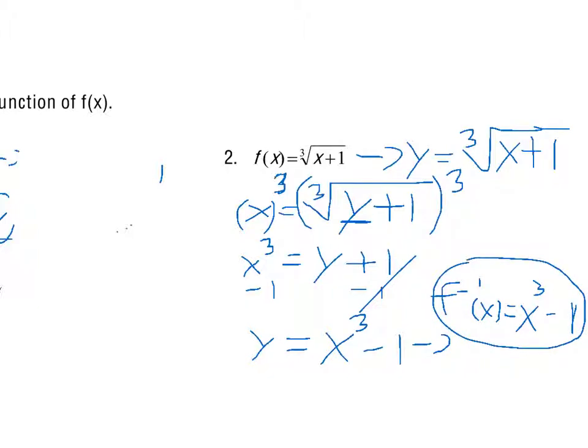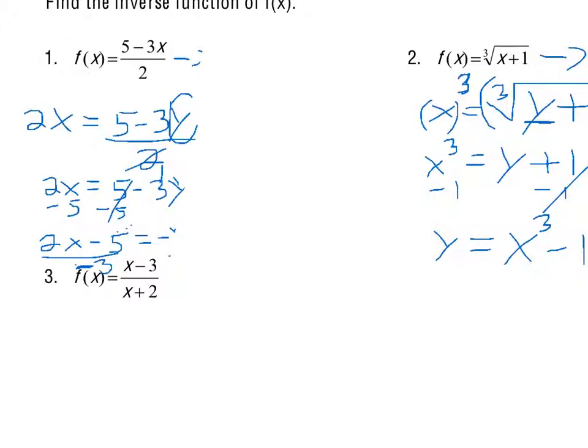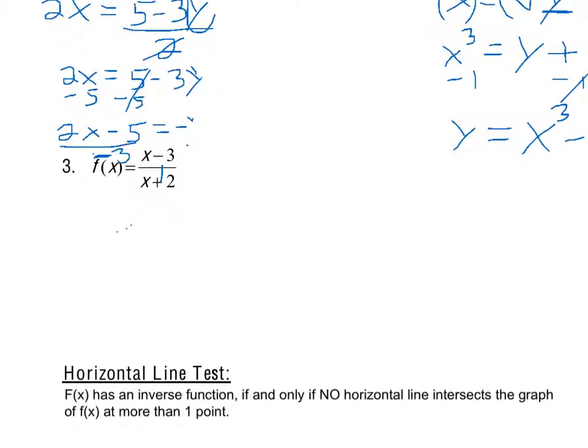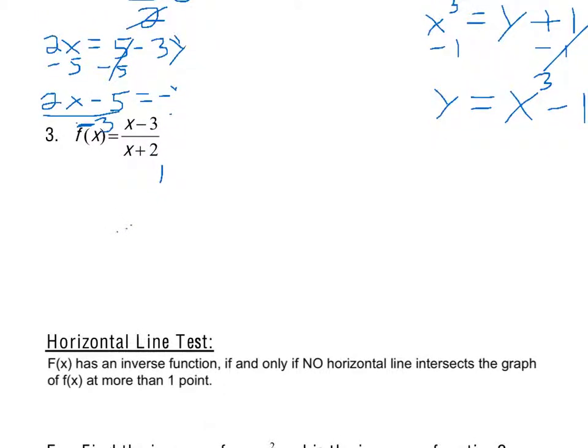Okay, let's do the next one. The next one is by far and away the hardest one on here, number 3. Because you see we have 2 x's, which when you switch them, it's going to turn out being 2 y's. Okay, let's erase what we have above it. All right, so let's do this. I'm going to do this all in one step. I'm going to already switch the x and the y, so I'm going to have x equals... I know f of x is y, but when I switch it, it's x. Then it's y minus 3 over y plus 2.